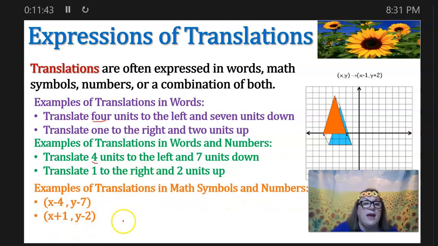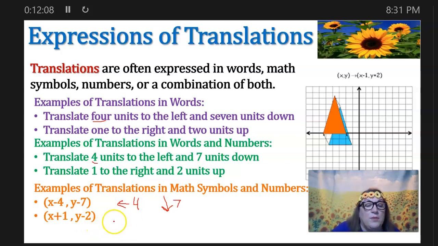Now here are the math symbols and numbers for translations. Here we have x minus 4 and y minus 7. That means we're going to move the x left 4 spaces and then down 7 spaces, since it's minus 4 and minus 7.